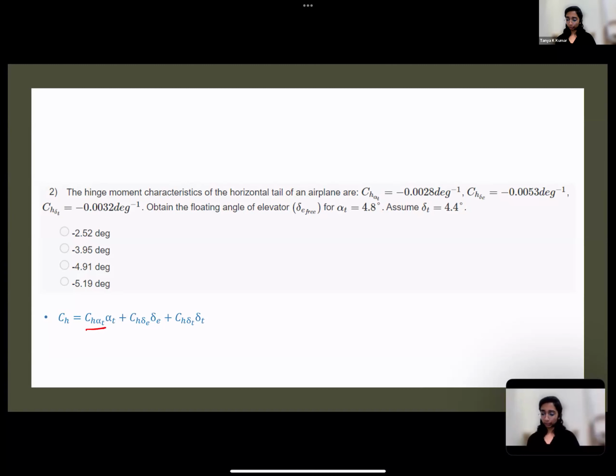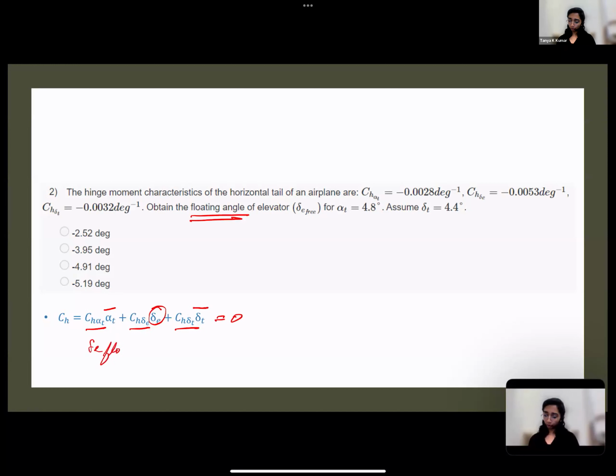They've given you CH alpha tail, CH delta E, and CH delta T. They've given you the angle of attack and delta T, and they've asked you to find delta E. How do you go about doing this? We take CH as 0, equate it to 0, because they've asked you for the floating angle of attack. So can you quickly do this and tell me?